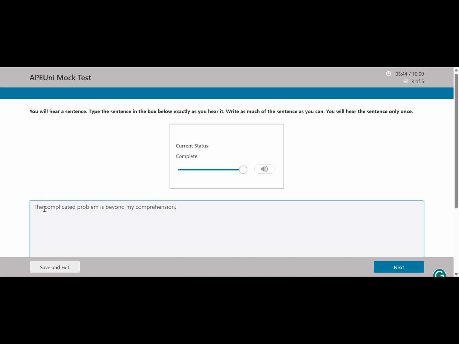The sentence is the complicated, so it's not complicate. If you write complicate and you are confused whether it is complicate or complicated, then you can write down both, but write one word here and one word in the end. So the sentence is, the complicated problem is beyond my comprehension. So check your spellings of comprehension and complicated. So it is a problem, not problems. We will check the answer later. Next question.